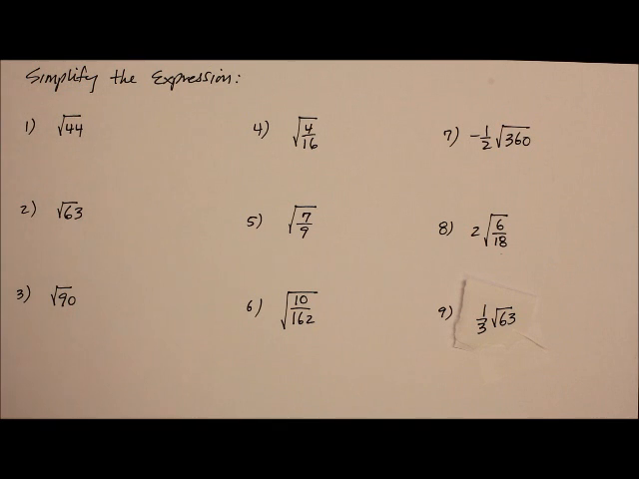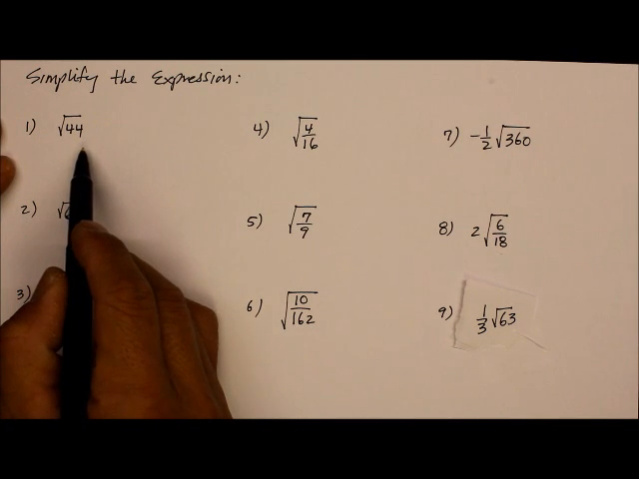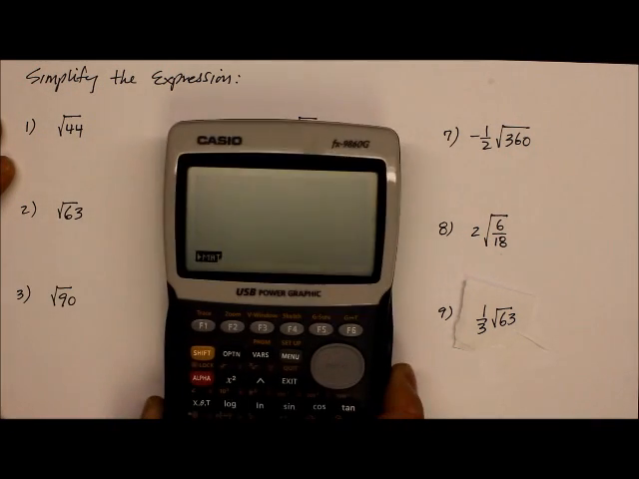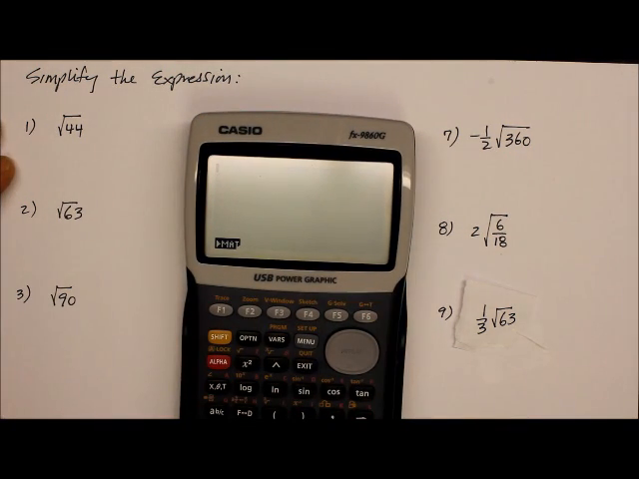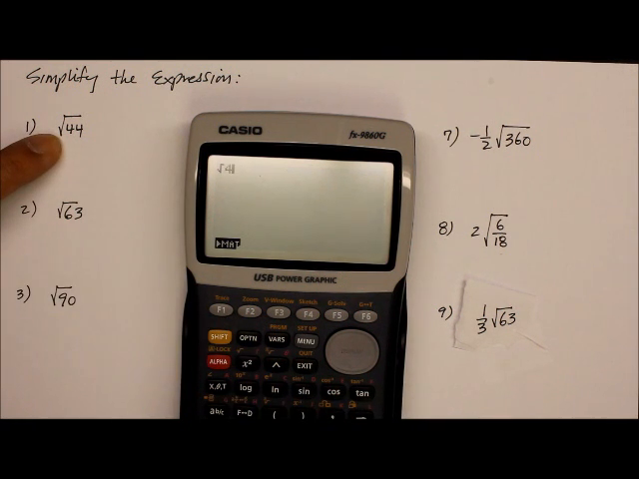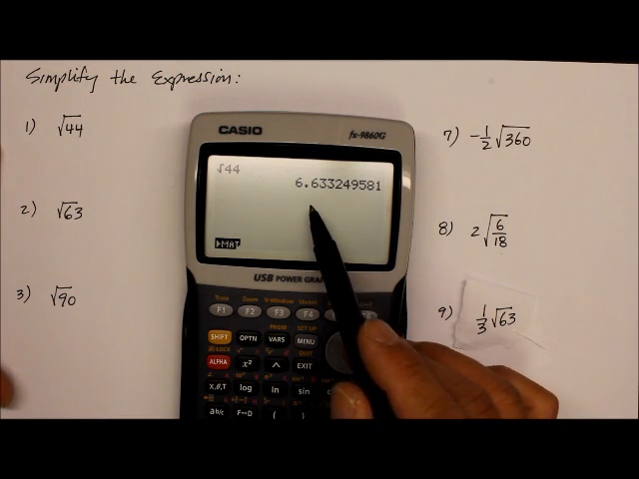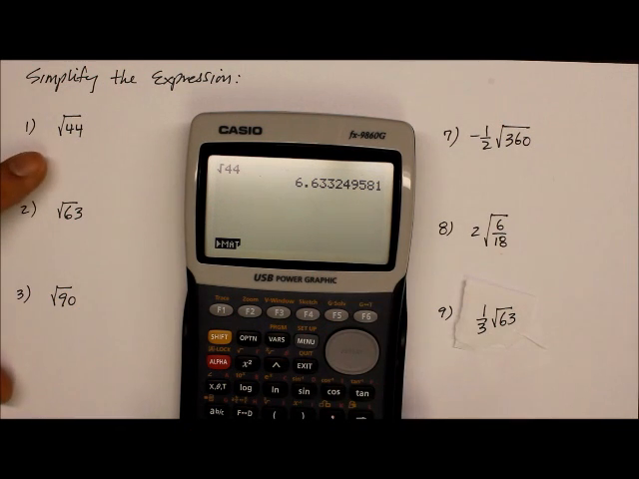Hi, this instructional video is about radicals. Simplifying radicals, that is. So, for example, on number 1, square root of 44. If I use a calculator, which would be so nice, and press shift square root of 44, it'll give me some real number, 6.633 and so on. So 6.6 something, between 6 and 7.